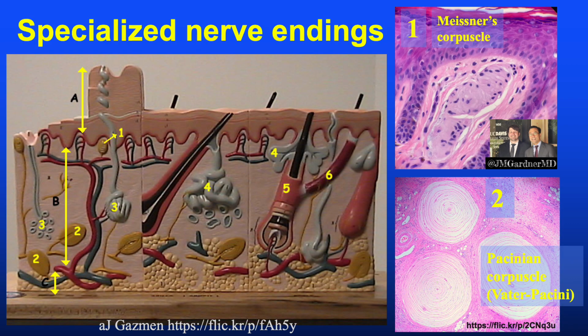There are specialized nerve endings that can be identified on H&E. Near the epidermal surface, Meissner's corpuscle has a sensory function, but its appearances are frequently recapitulated in neurotized intradermal melanocytic nevi. In the deep dermis, the Pacinian corpuscle resembles an onion skin and has more of a pressure function.